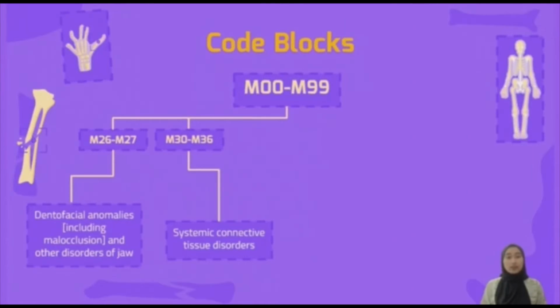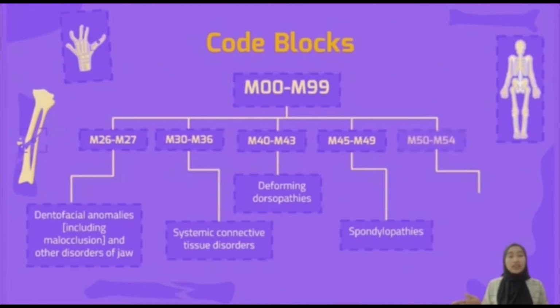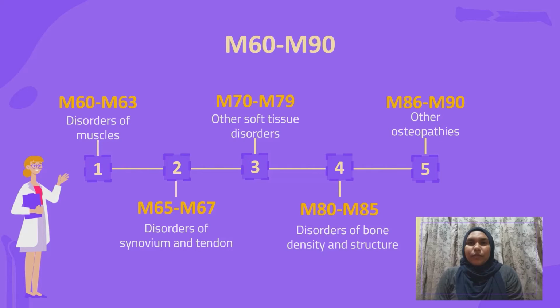The next code block from M40 to M43 is for deforming dorsopathies, while under spondylopathies, the code block is from M45 to M49, and this code block consists of other inflammatory spondylopathies, spondylosis, and many more. The code block for other dorsopathies is M50 until M54. Next, I will explain about the code blocks M60 to M99.